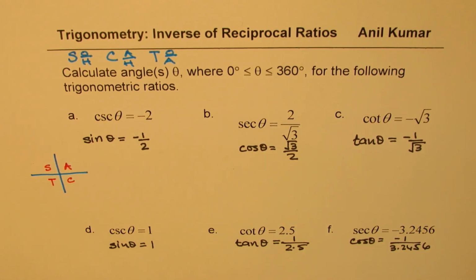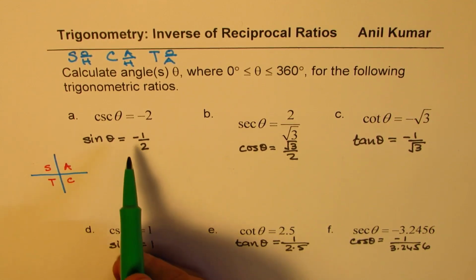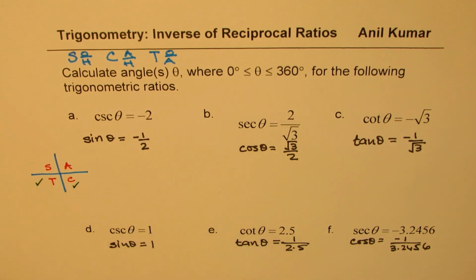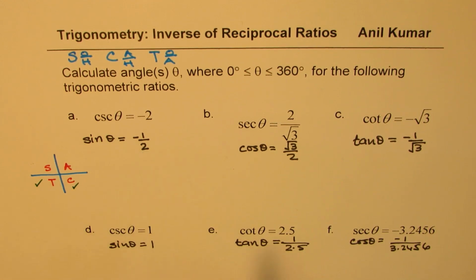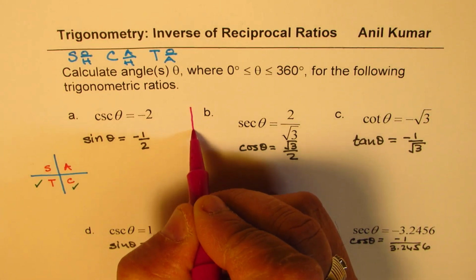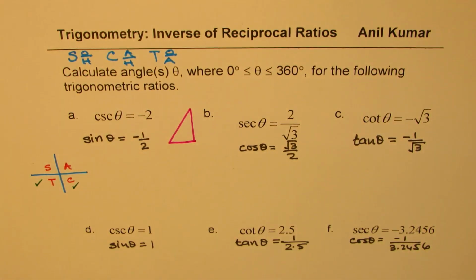Now, what do you need? You need sine theta to be equal to minus half. It is going to be negative in quadrant 3 and in quadrant 4. Perfect. Now, does this half remind you of a special triangle? It does. So if you remember those special triangles, we will be using them here to solve these questions.